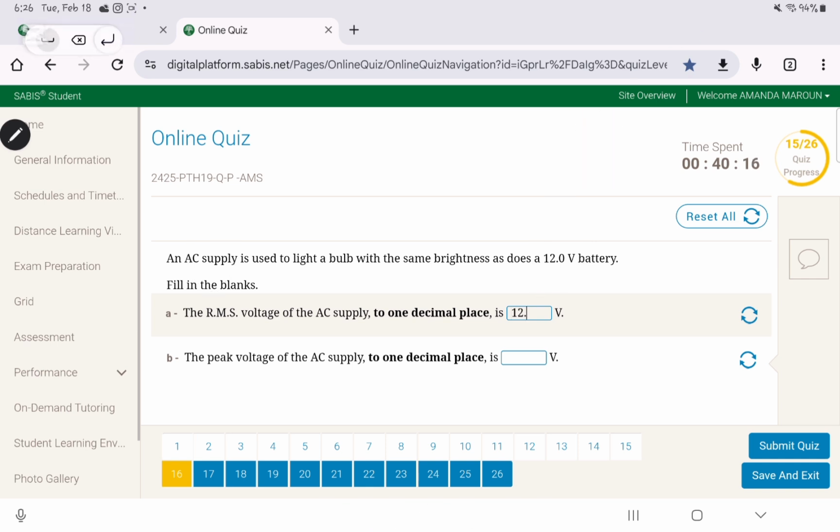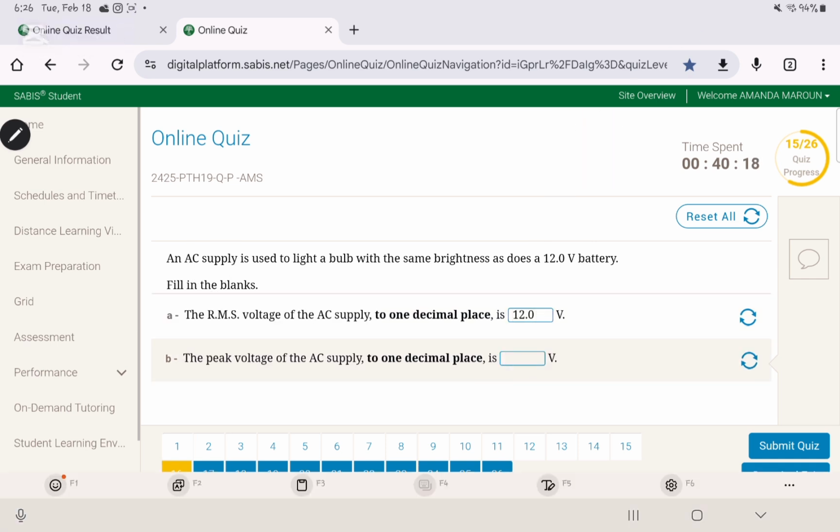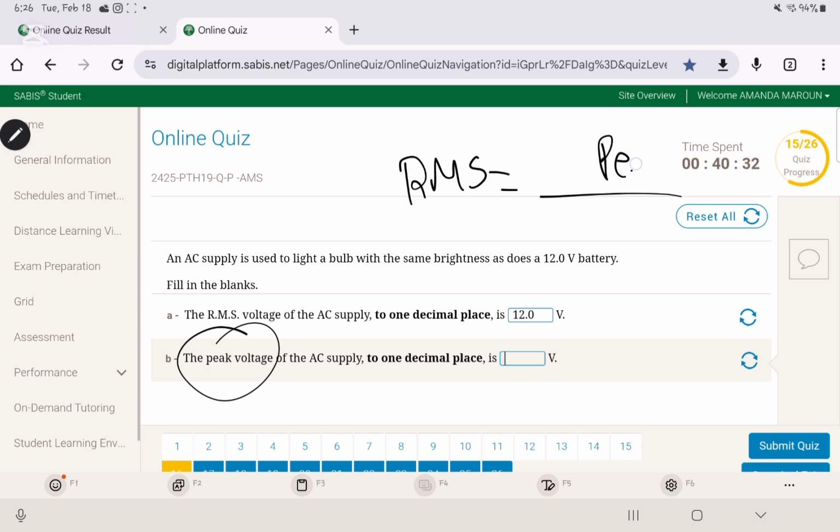So to one decimal place, the root mean square is 12.0 volts. Now to find the peak voltage, we know that the root mean square is equal to the peak voltage over radical 2. So to find the peak voltage, it's going to be the root mean square, which is 12, times radical 2.